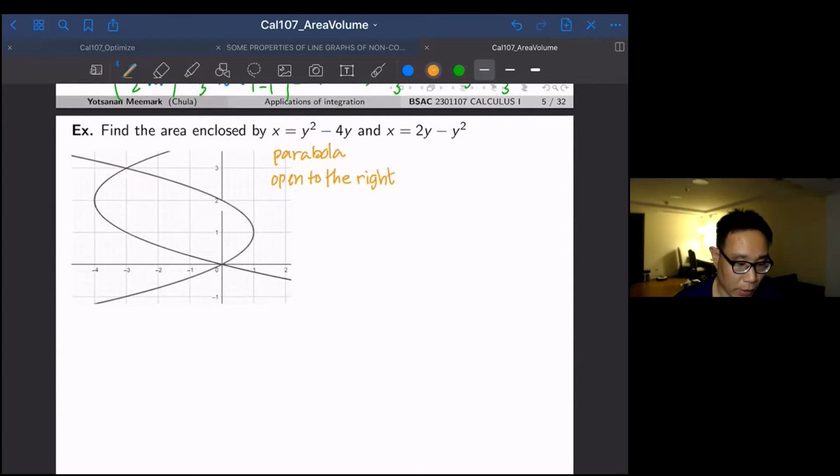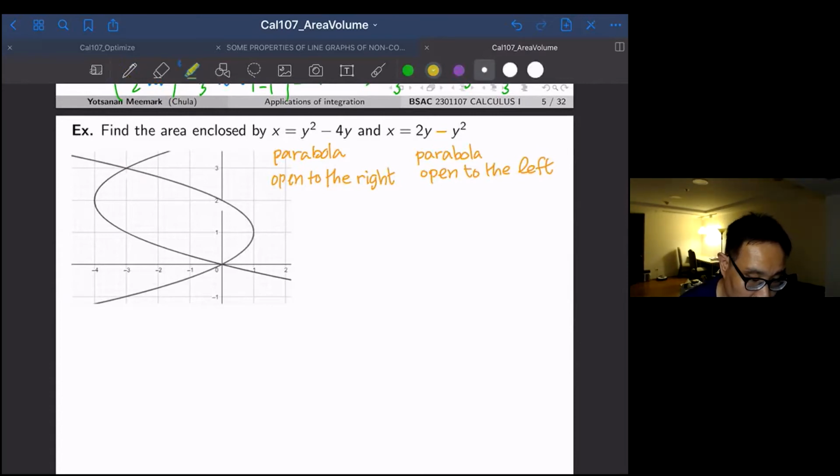And the second one is going to be x equal to 2y minus y squared. So this one is also a parabola, and this guy is open to the left. So it's going to be open to the right and open to the left. For this one, x equal to y squared minus 4y will be this parabola opening to the right.